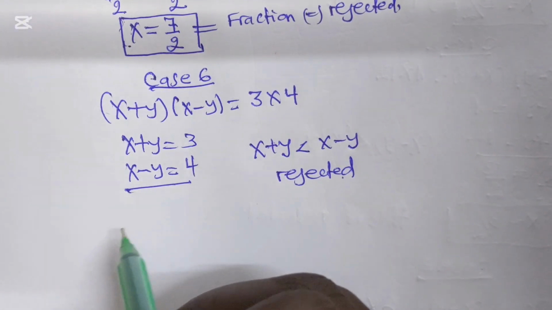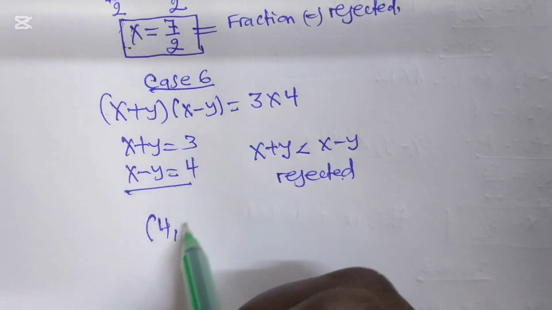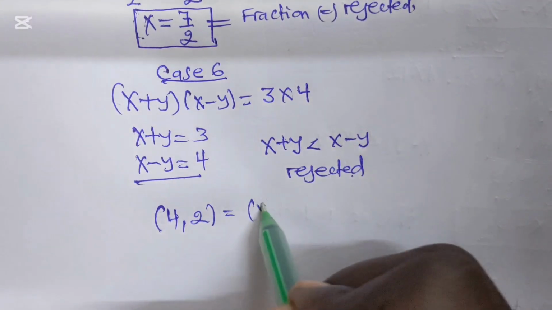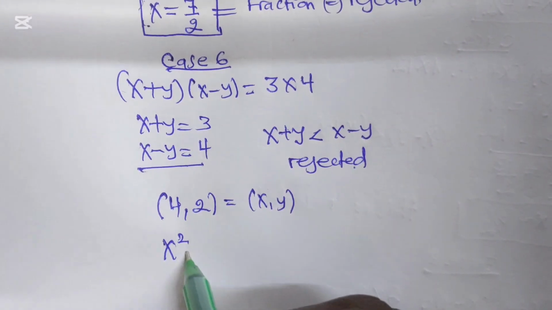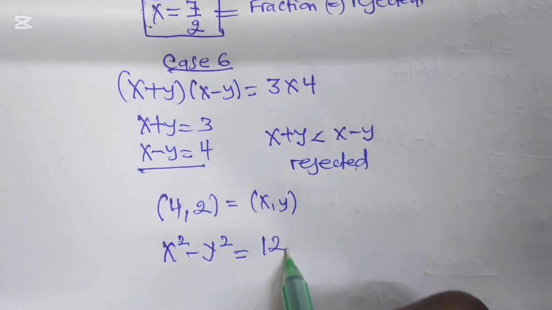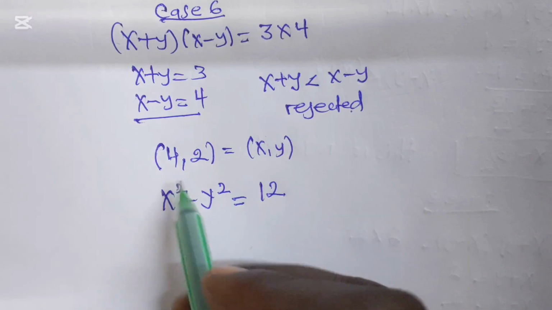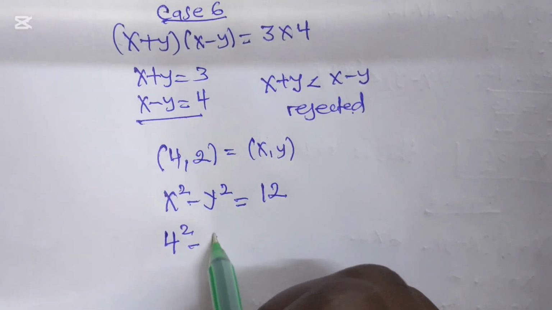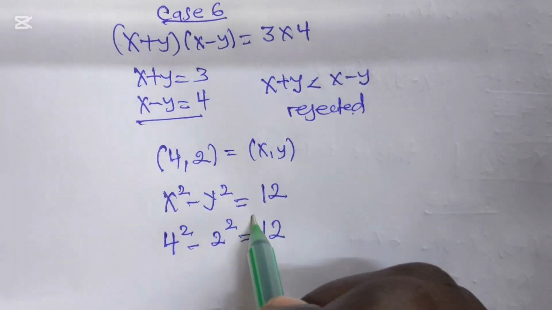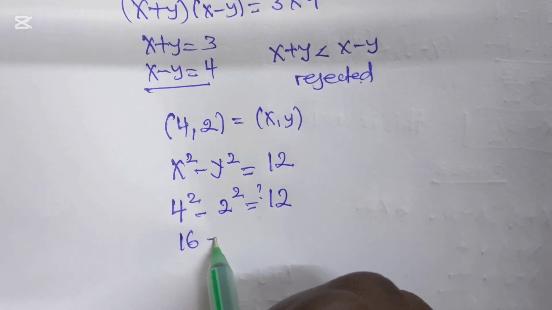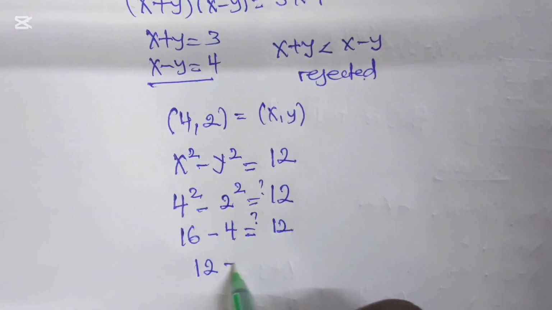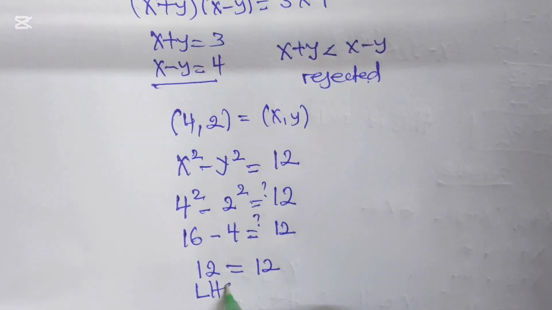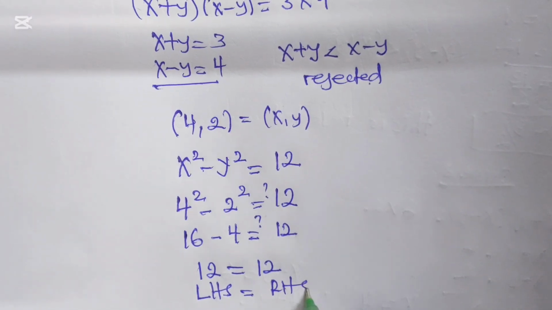Now we have a single solution, which is x equal to 4 and y equal to 2. Let us verify. We are given x squared minus y squared equals 12. Then 4 squared minus 2 squared equals 12? 16 minus 4 equals 12. So the left hand side is equal to the right hand side.